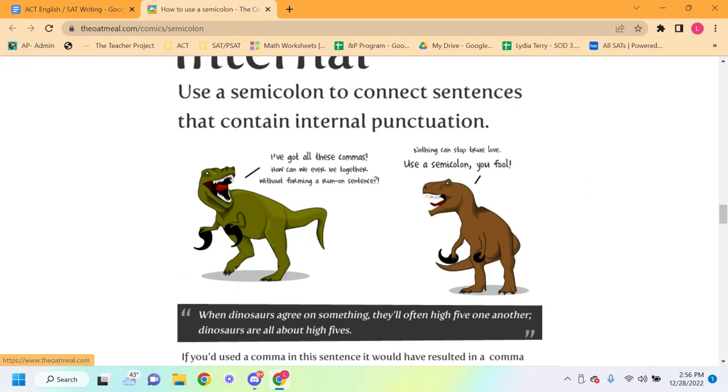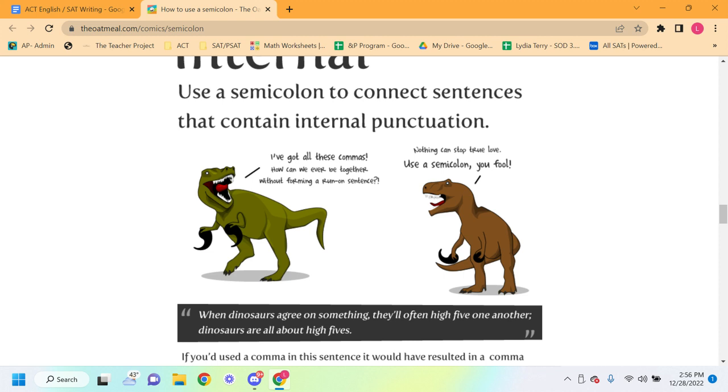You're not going to be writing, you're going to be reading. So for example, here, use a semicolon to connect sentences that contain internal punctuation. That is what you should do. But it is technically still correct to use commas instead of semicolons with internal punctuation, and the ACT is trying to trick you.